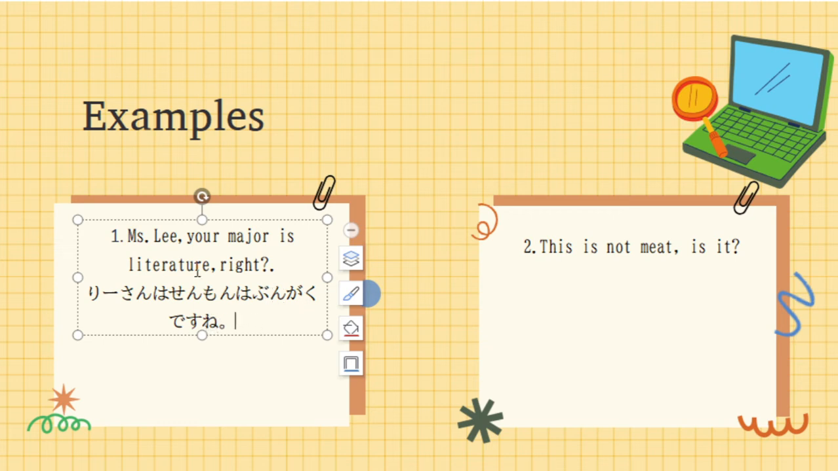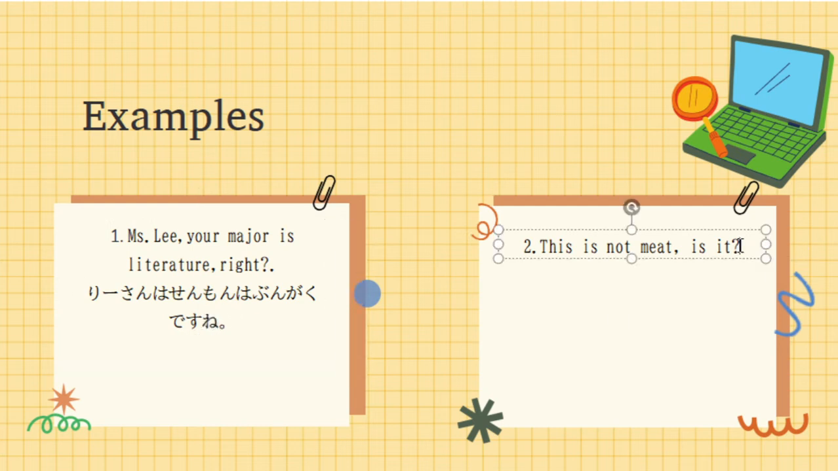That is for Miss Lee. Your major is literature, right? So we will just put the ne at the end of the sentence. So here is the second example. We have, this is not meat, is it? So you are waiting for the agreement of someone. So we will use the ne also.